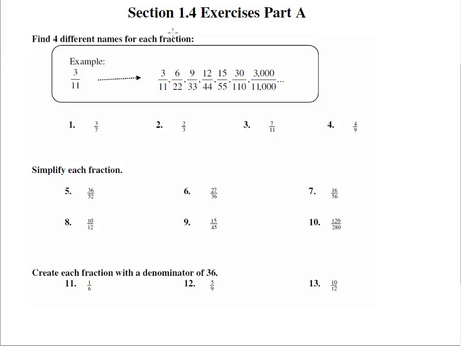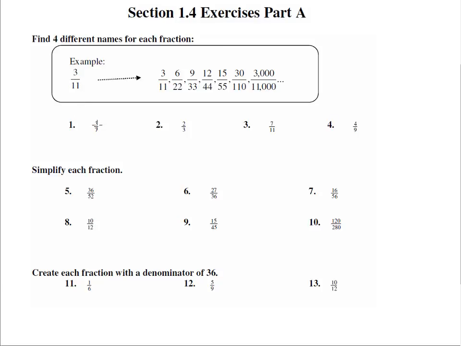Here we are in section 1.4 exercises, part A, with the solutions to numbers 1 through 13. Read the instructions. Find 4 different names for each fraction. So here's an example. They take 3/11ths and multiply it by 2 over 2 to get this. They multiply by 3 on the top and 3 on the bottom, 4 on the top, 4 on the bottom, 5 on the top, 5 on the bottom. And they keep multiplying by different numbers, and you can get any number of names for this particular fraction that you would like.